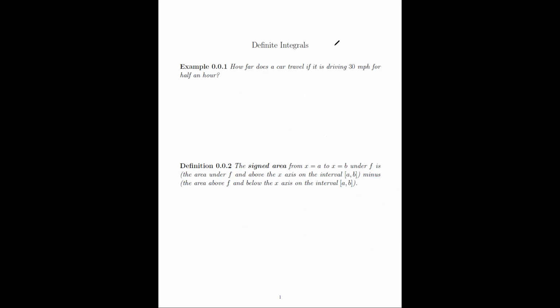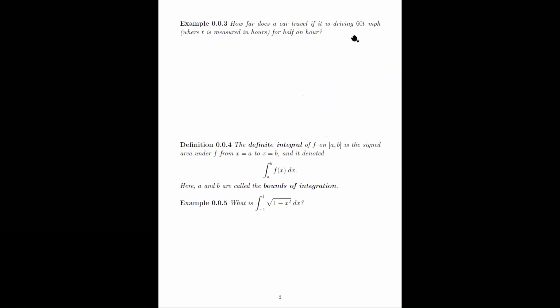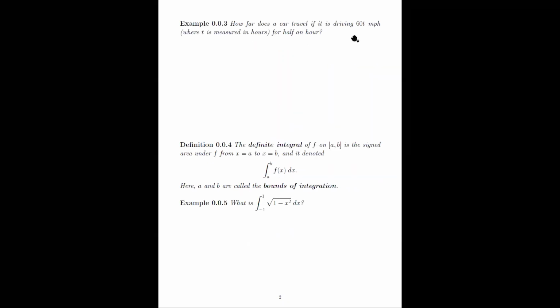Let's take a look at a slightly more complicated example. So let's say we have our car again, but now it's not traveling at a constant speed. Let's say it's traveling at 60t miles per hour. In this case, t is going to still be measured in hours. So our question is, how far does the car travel?